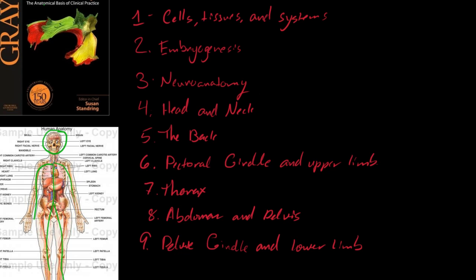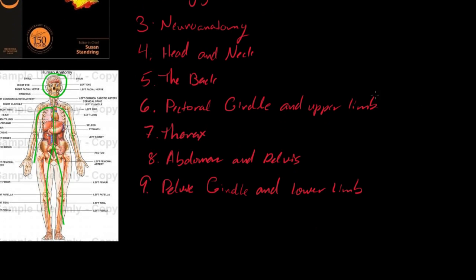Next is going to be head and neck, which, as the title might suggest, we're going to be focusing on, let's do a different color, in this area right here. Upper shoulders are really only going to be touched on in a limited way. Next one is going to be the back, which, I mean, this is the front, but it's going to be that side of it. Next is going to be the pectoral girdle and the upper limbs, which we're focusing on.